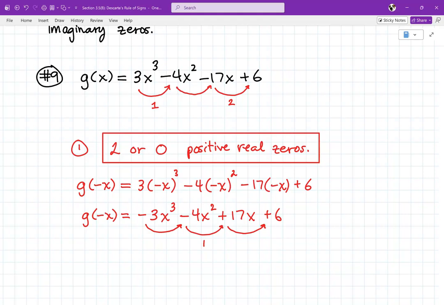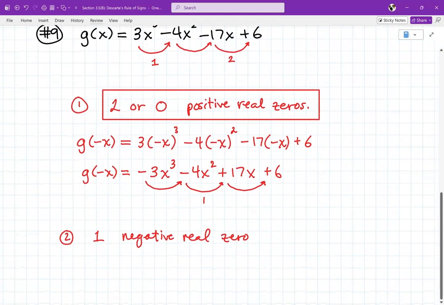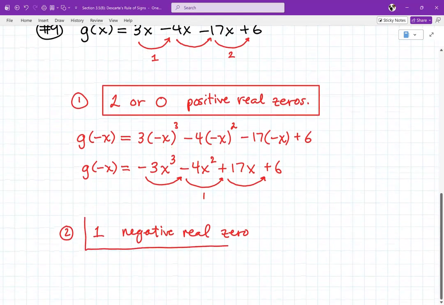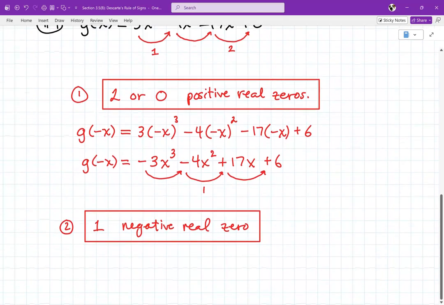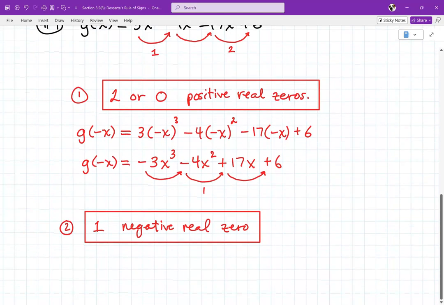So, how many negative real zeros can I have? 1. So I'm going to put step 2. I can have 1 negative real zero. Okay? So 1 negative real zero. All right. Now I have to put it all together.